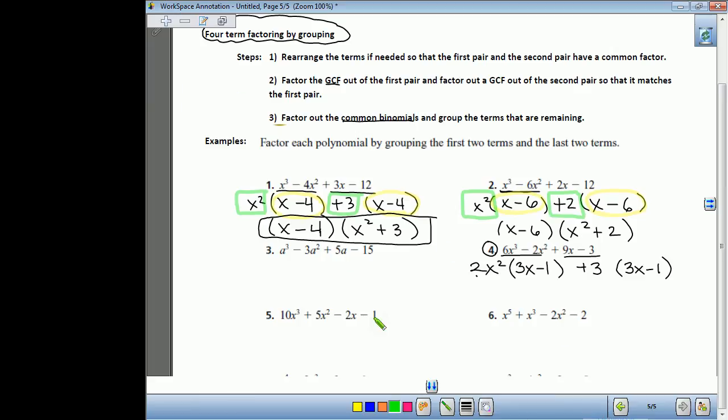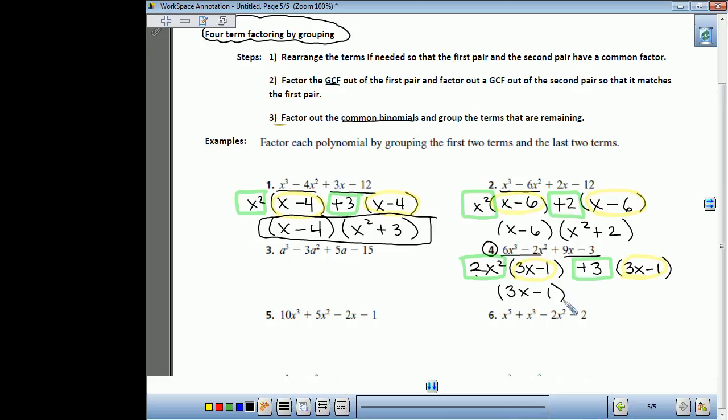Okay? So now, we're going to take out what they have in common. And then we're going to group what's left. So we're going to take out the 3x minus 1, and we're going to group the 2x squared plus 3.